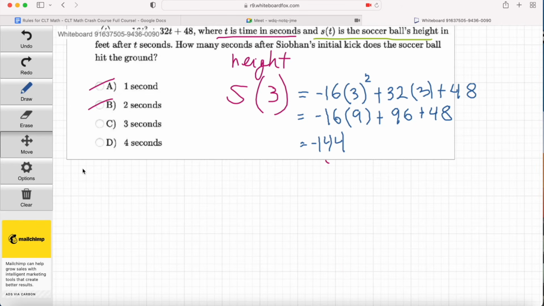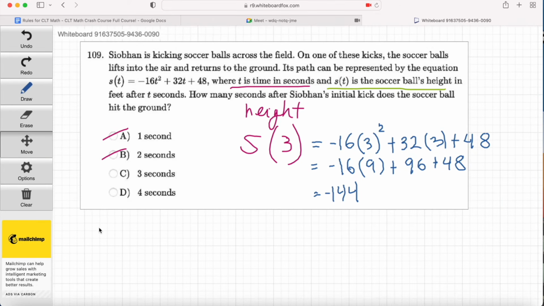Whatever you're comfortable with, but find a way. You're going to have to practice your arithmetic for sure on this test. There's no way around it. Okay, so negative 144, and then, is this going to work? It looks like it. It looks pretty good.